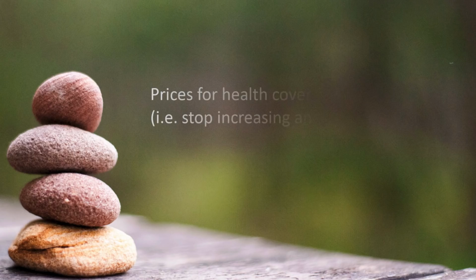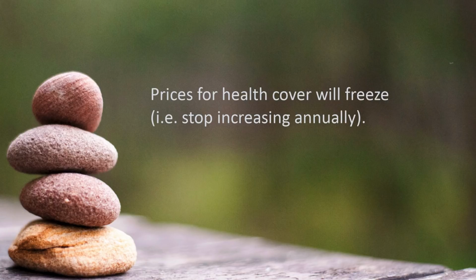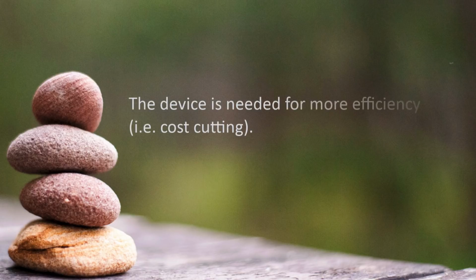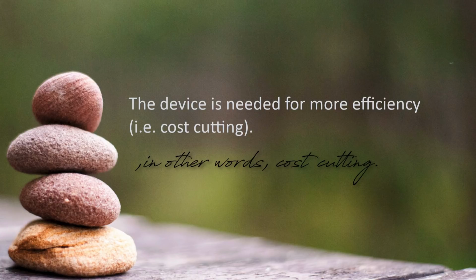Now, before we have a look at without the parentheses, let's just have a quick look at whether to use i.e. or e.g. if you're still confused. Let's look at the first sentence again. Prices for health cover will freeze. In other words, stop increasing annually. Stop increasing annually isn't an example. It's simply the same thing but said in different words. That's why we know that we should use i.e. and not e.g. And in the second example, the device is needed for more efficiency. Cost cutting isn't an example of that. It's simply restating the same thing using different words. That's why we know to use i.e. and not e.g.